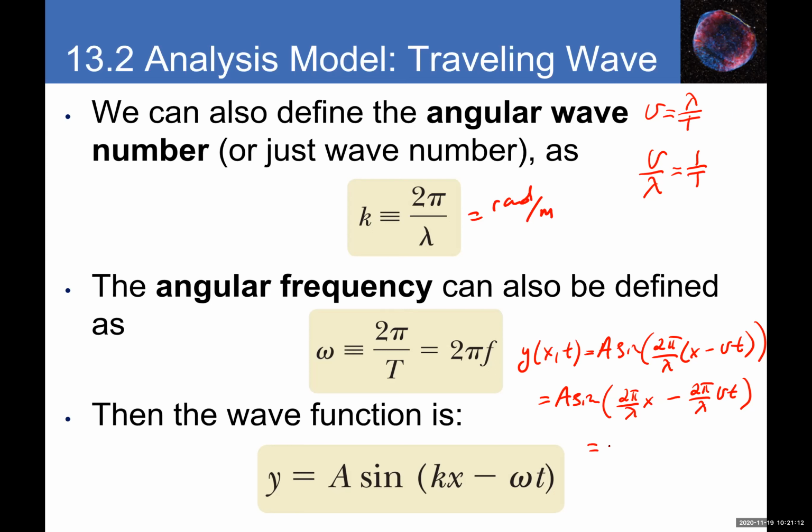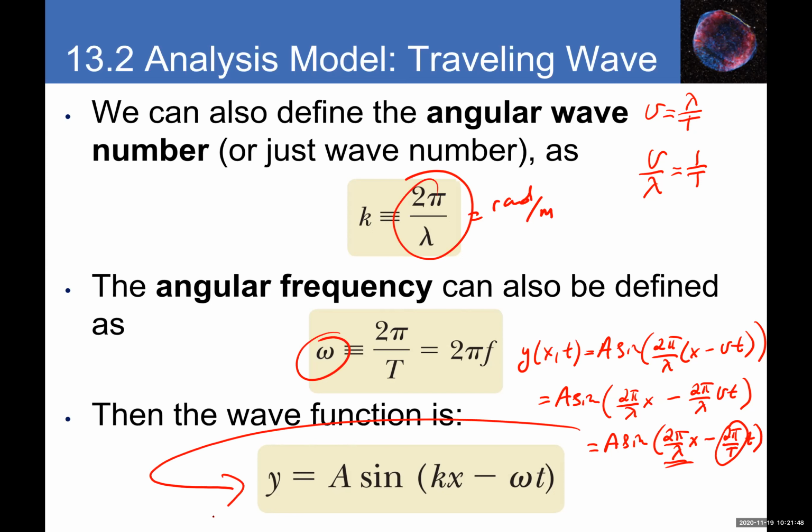That means if I come back again, I can rewrite this as a sine of 2 pi over lambda times x minus 2 pi, see, it's v over lambda, and v over lambda is 1 over the period. So 2 pi over the period times t. Technically, this is my equation. 2 pi over lambda is the wave number k, and 2 pi over the period is the angular frequency omega. So we can rewrite this as a sine of kx, replacing 2 pi over lambda with k, minus omega t, replacing 2 pi over T with omega, the angular frequency. This is just a more compact version of this equation: y equals a sine of kx minus omega t.